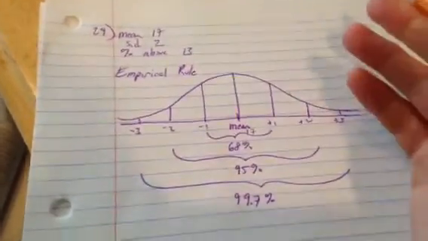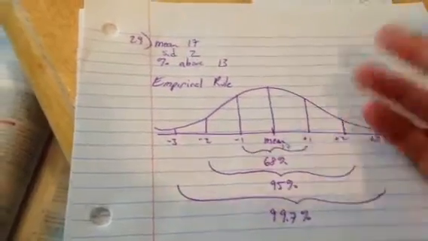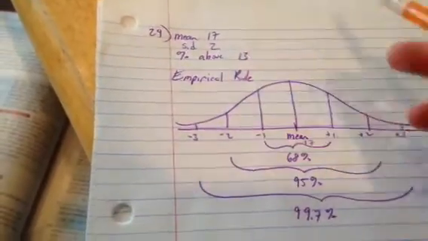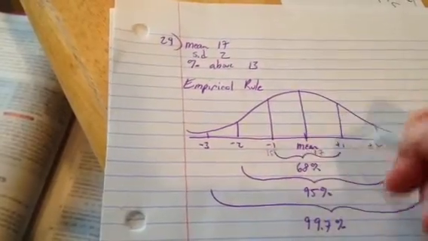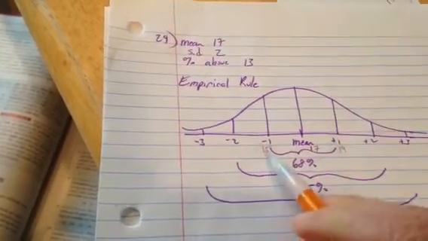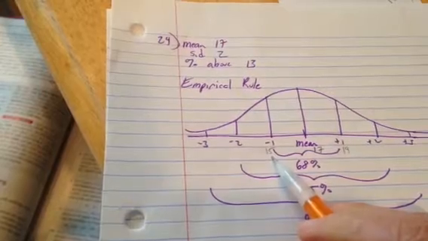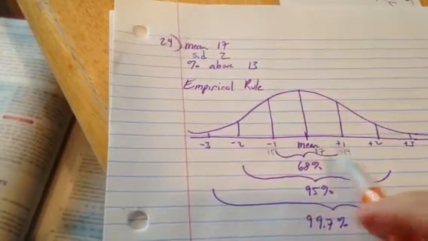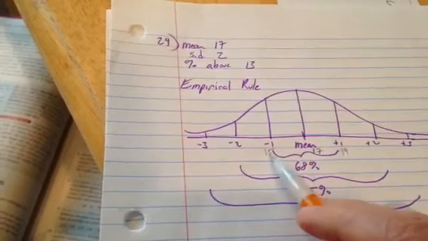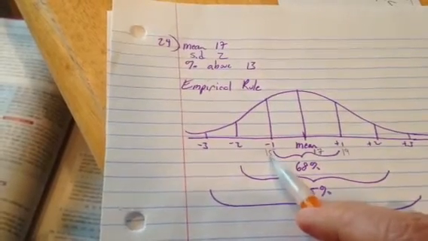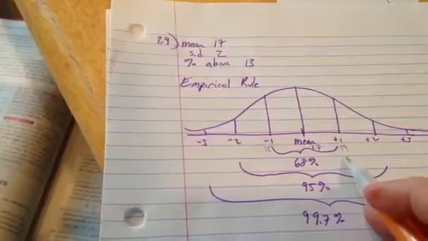So you can pretend for a second, like the mean score on a quiz is 17 correct, with a standard deviation of 2. So I'll back up 2 from this side, back up 2 from that side. So basically, the empirical rule is saying that 68% of the students scored between 15 and 19.